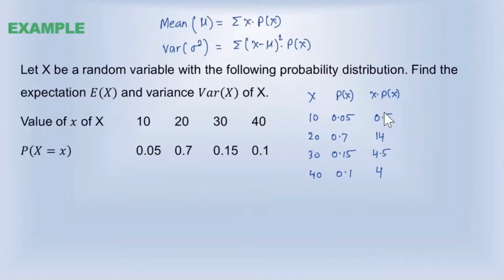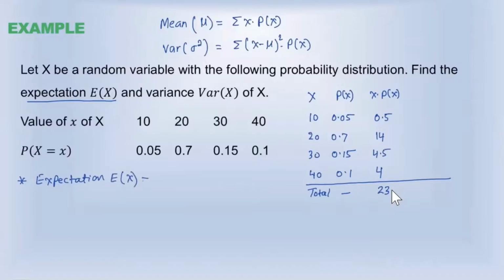Now you can see we multiplied x times p of x, and you know that the mean is the sum of all these. So in your calculator, please add these numbers. When you add all these, what do you get? 23. So our expected value, which is also the mean or average, is 23. We got that from the table.